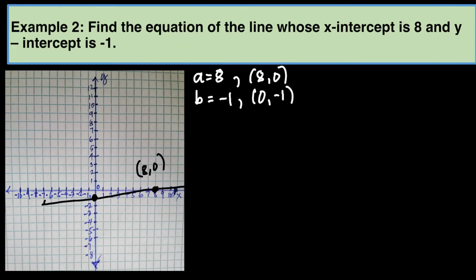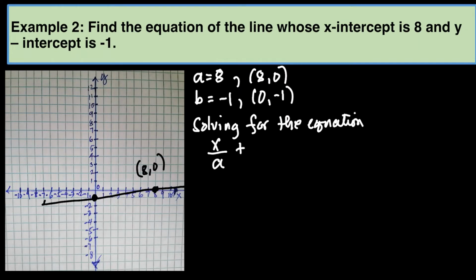Let's solve for the equation. This will give us x over a plus y over b equals 1. Substituting the given, we have x over 8 plus y over negative 1 equals 1. So we multiply both sides by 8.